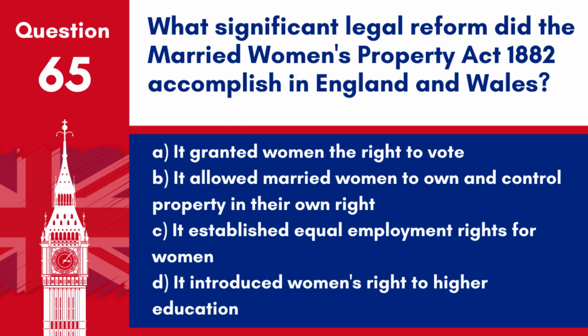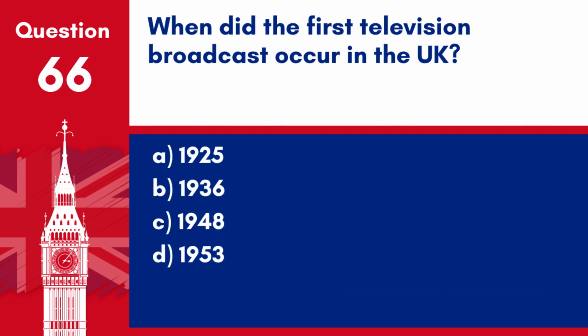Answer B. It allowed married women to own and control property in their own right. The Married Women's Property Act 1882 was a significant legal reform that allowed married women to own and control property in their own right. Question 66. When did the first television broadcast occur in the UK?